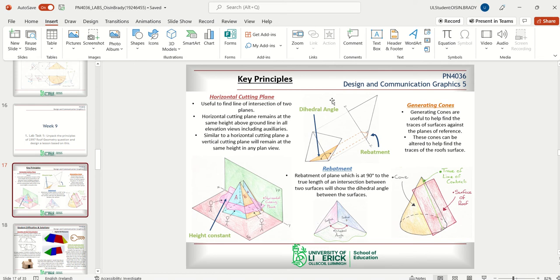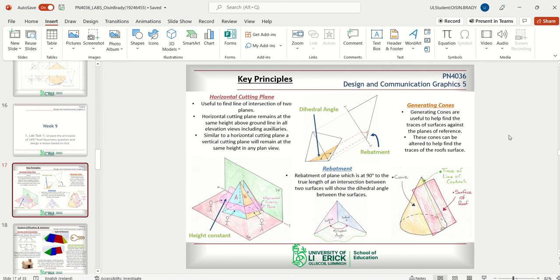So then moving on to rebatment. Rebatment of a plane which is at 90 degrees to the true length of an intersection between two surfaces will show the dihedral angle between the surfaces. We can see up above how this would look on the actual drawing itself with the dihedral angle between two sections of the roof, and how in the auxiliary elevation we have the rebatment itself. Underneath is more of a 3D sketch of this, showing how two surfaces meet and the dihedral angle in between.